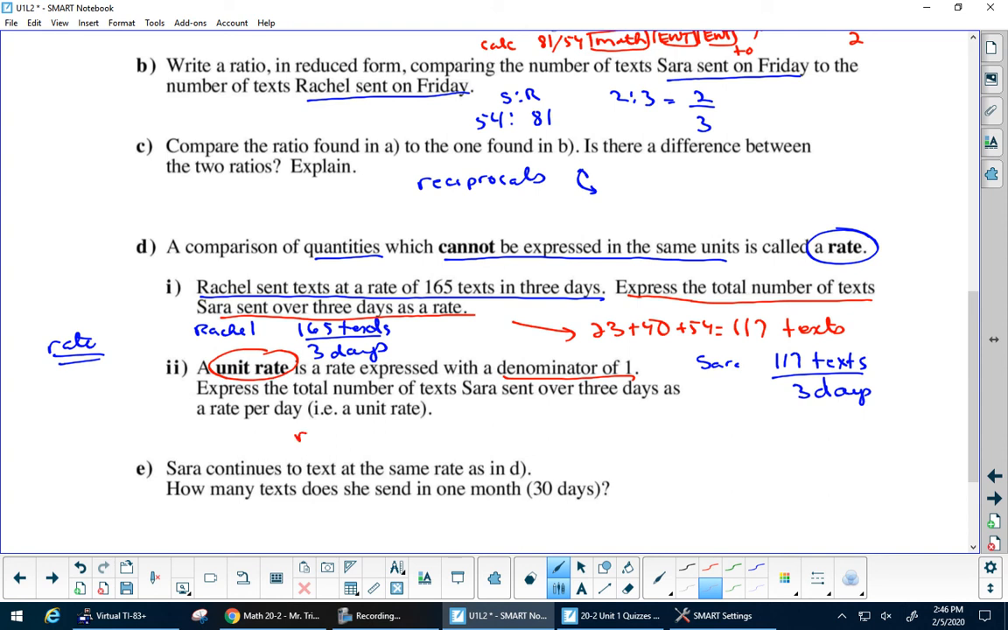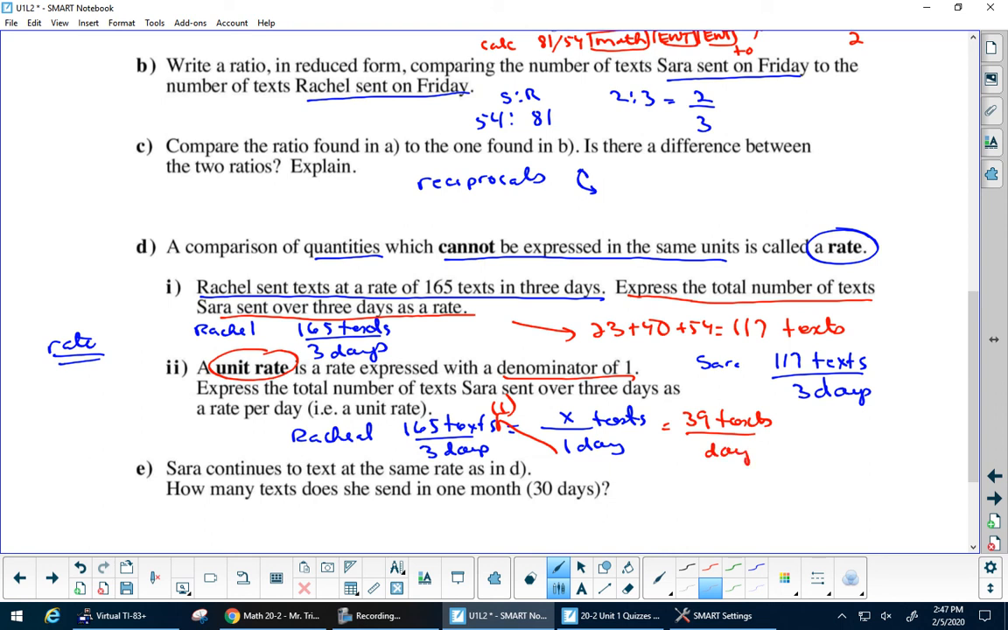So for Rachel, let's just talk about Rachel first. You would go 165 texts for 3 days, and we want to equal that to how many texts for 1 day. Now as you see, remember I told you that we want x by itself and on top. Well, it's already on top. That's good. But it's not by itself. So what you would do is you would bring this up here and you'd have a 1, and then you'd have 165 times 1 and then divided by 3. So really you're just dividing by 3. Okay? And when you do that, you will get 55 texts per day.